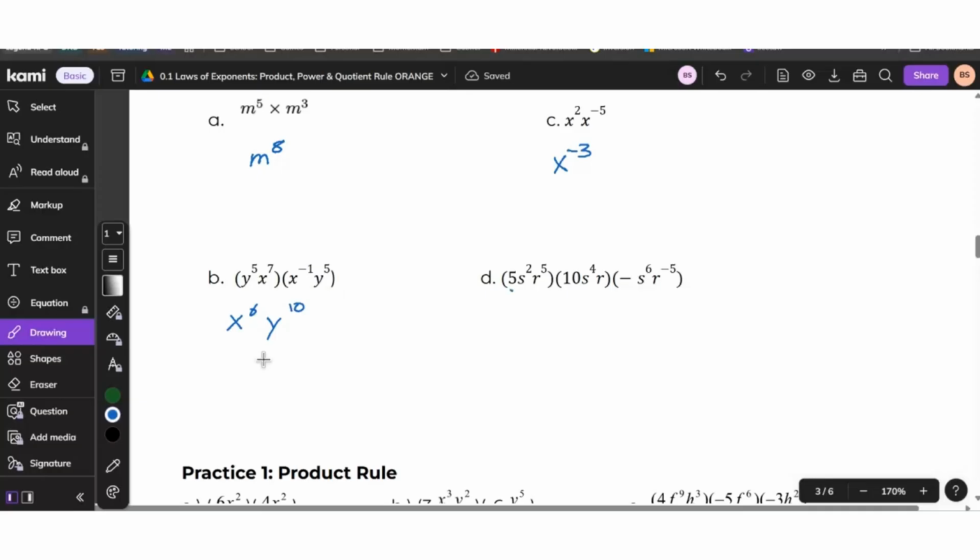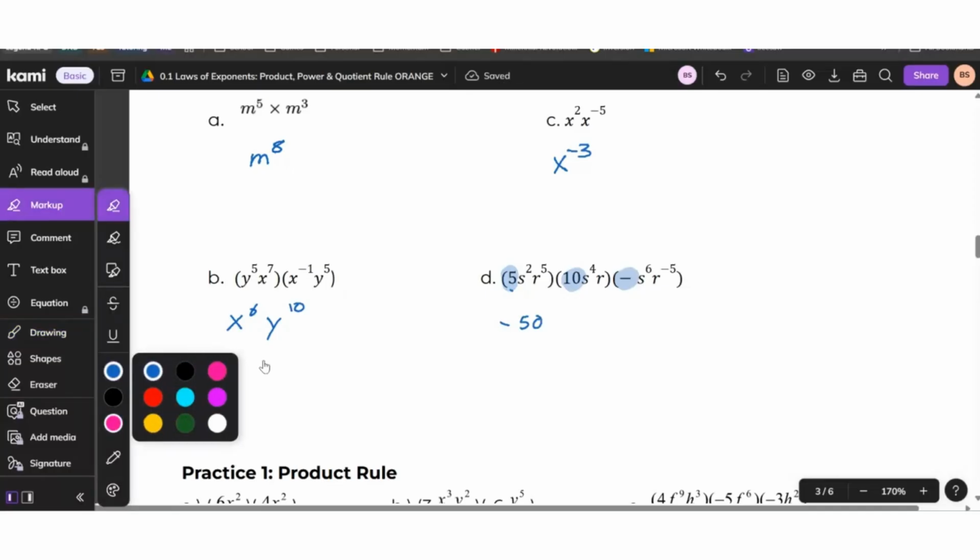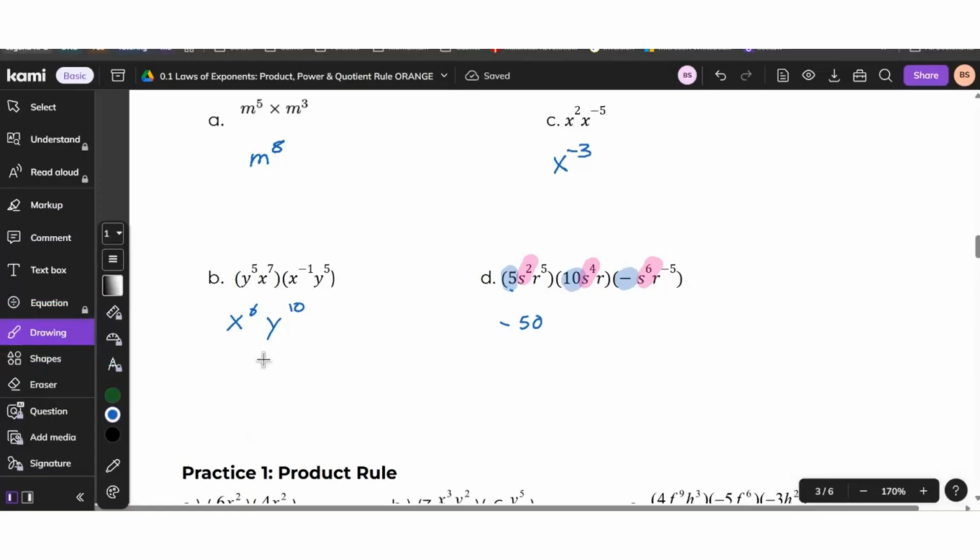So the first one I'm going to do here is all of the numbers. Now, even though that doesn't look like there's a number, it's -1. Okay? Luciana, what is that going to be then when I combine 5, 10, and -1? -50. Perfect. All right, and then I'm going to combine all of my s's. So s squared, s to the 4th, s to the 6th. Let's go with Alejandro. 12. Perfect.